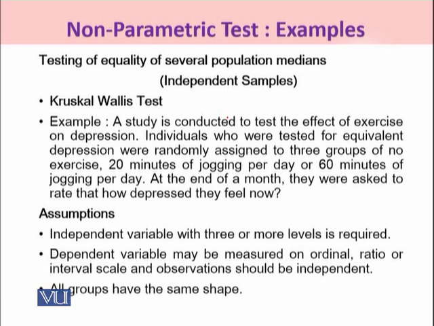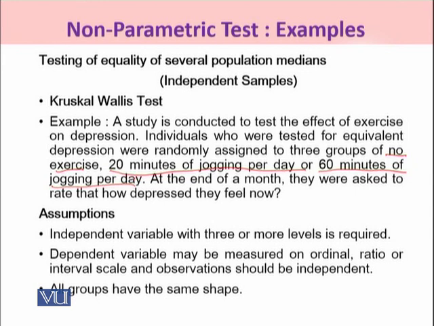And finally, we are talking about testing of equality of several population medians where the samples are independent. Students will be applying the Kruskal-Wallis test. Let us follow the example. A study is conducted to test the effect of exercise on depression. Individuals who were tested for depression were randomly assigned to 3 groups. The first group with no exercise, the second with 20 minutes of jogging per day, and the last group who followed 60 minutes of jogging per day.